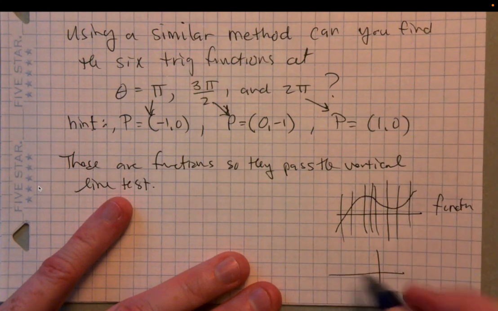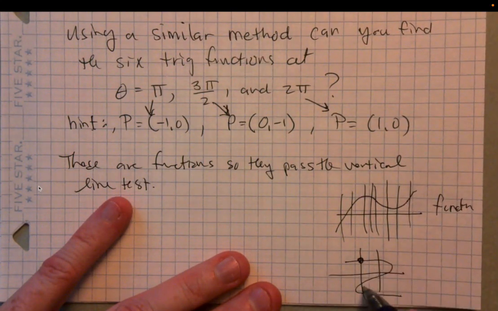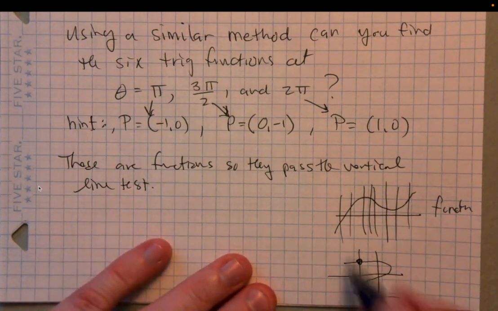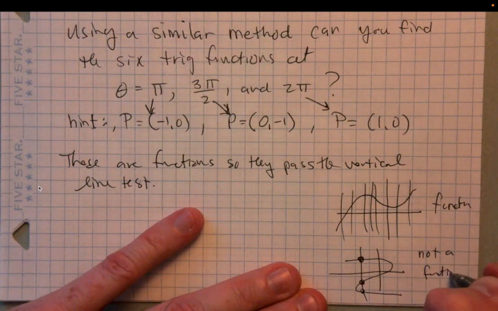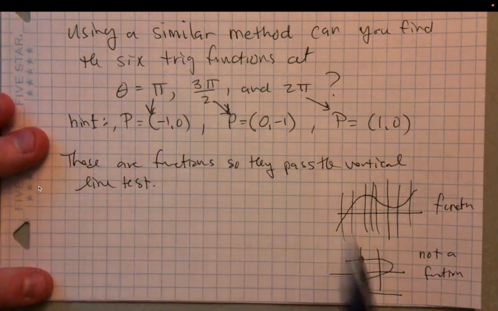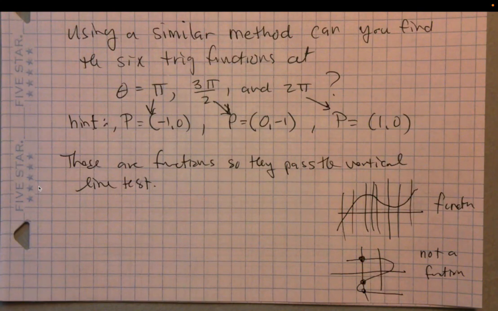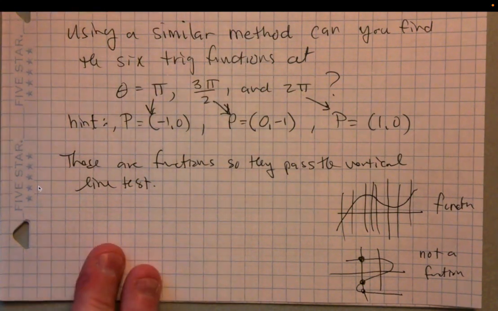Now, conversely, if I have something like this, when I draw the vertical lines, then I intersect it in multiple places. So that means this is not a function. So these are functions, so they pass the vertical line test. And because they're functions, we can also talk about the domain and the range of these as functions. So what is the domain and the range of the trig functions?